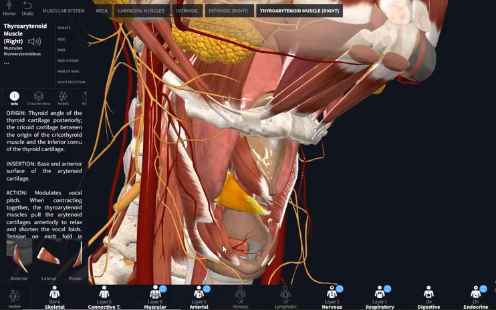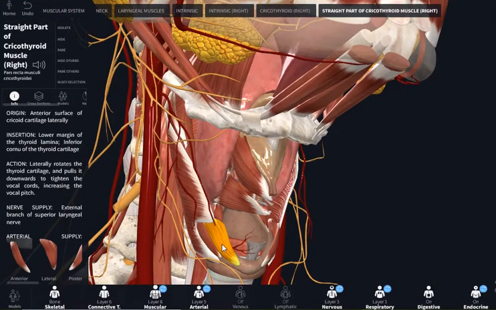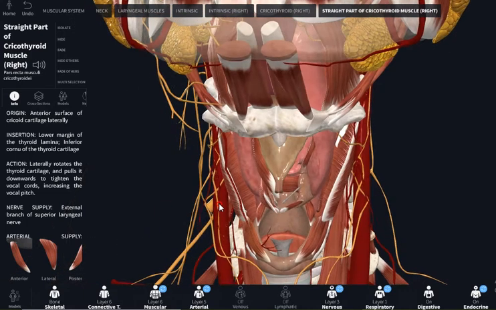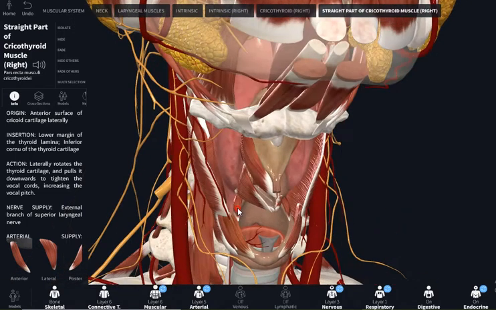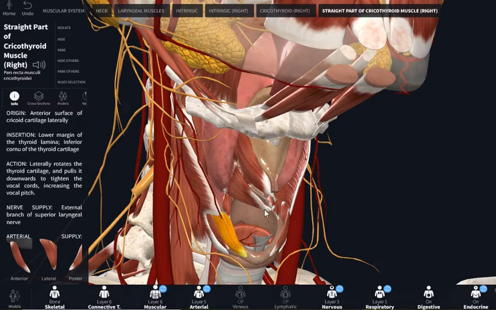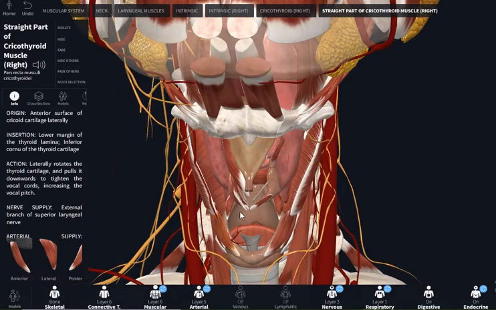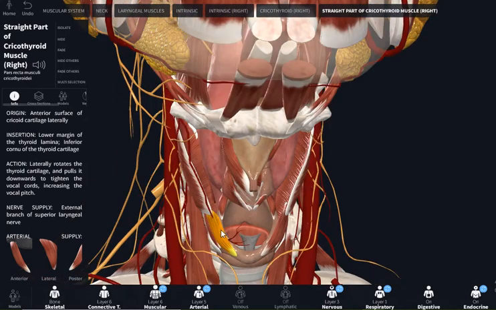Also, in the larynx, we have this muscle here called the cricothyroid muscle. The cricothyroid muscle is used to tense the vocal cord. It's not actually used in the movement of the vocal cord. The muscles which are involved in the movement of the vocal cord are the transverse arytenoid muscle, the oblique arytenoid muscle, the posterior arytenoid muscle, and the thyroarytenoid muscle. They all have arytenoid beside. But the cricothyroid muscle is used to tense the vocal cord.